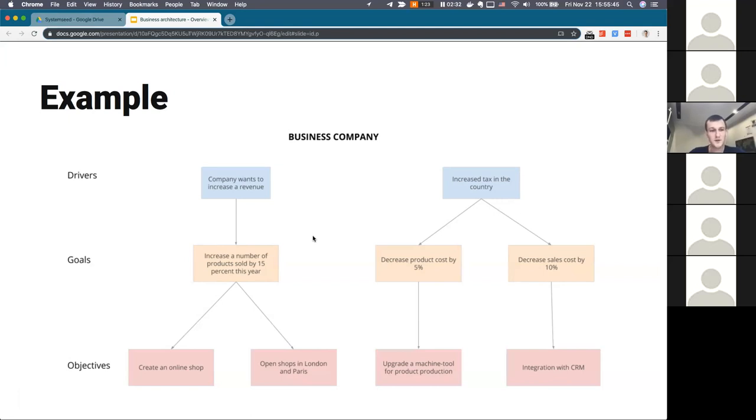In objectives, we don't define particularly what we are going to do. We just define on a high level what actions should be done.